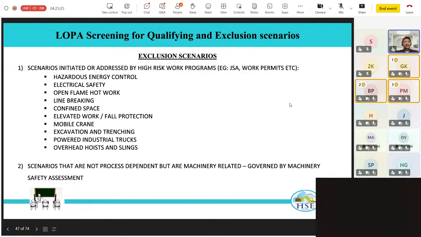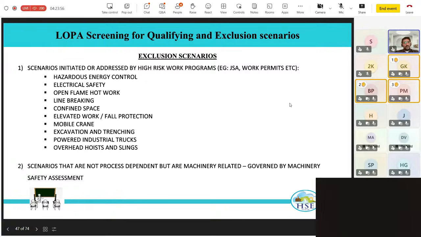Like a hazardous energy control exercise or an electrical safety work that is to be done. Yeah, there are no proper guidelines, right? But this is based on the different clients I have worked with, and they had their own specific guidelines for exclusions. This is a compilation of at least 4 to 5 clients who have a different set of guidelines for LOPA screening. And having worked with them, I was able to readily extract this from those.